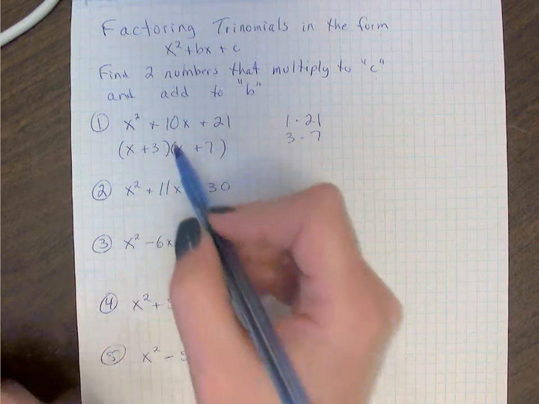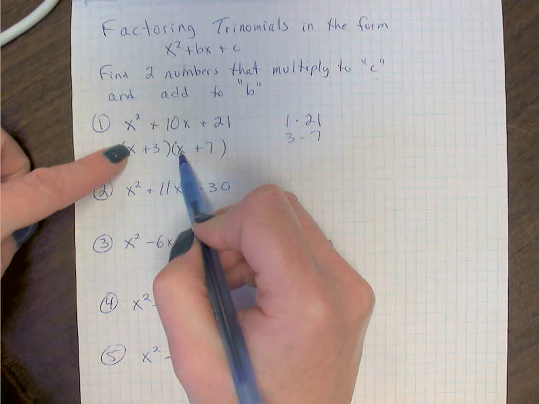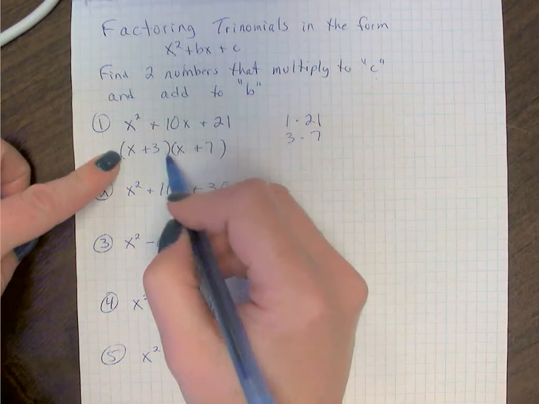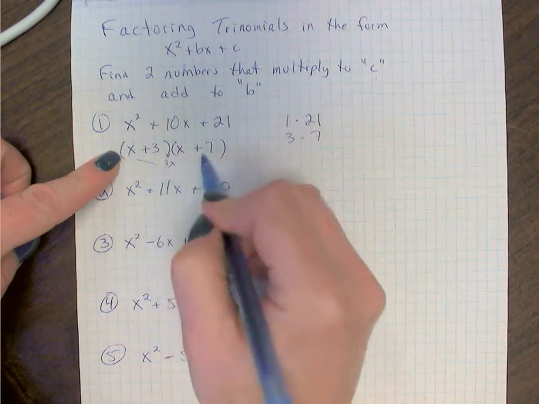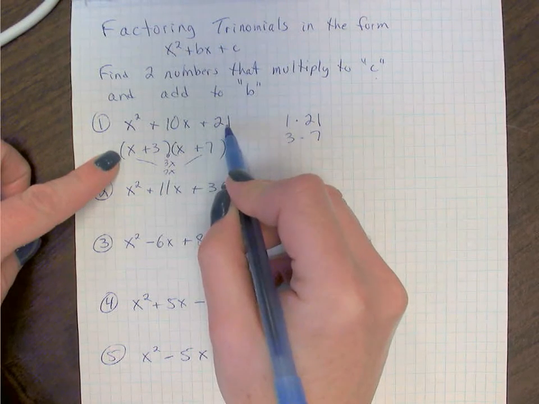You can check this by doing FOIL. So first was x times x, which we knew. And then the inside and outside terms. So 3x plus 7x adds to 10x. 3 times 7 is 21.